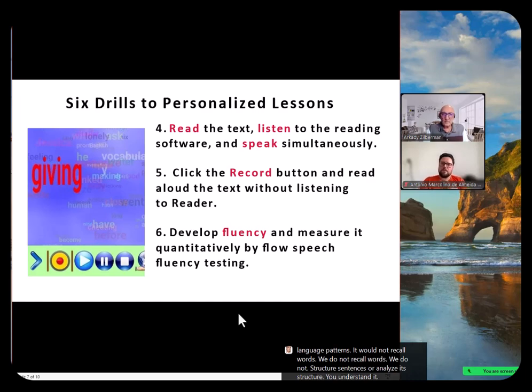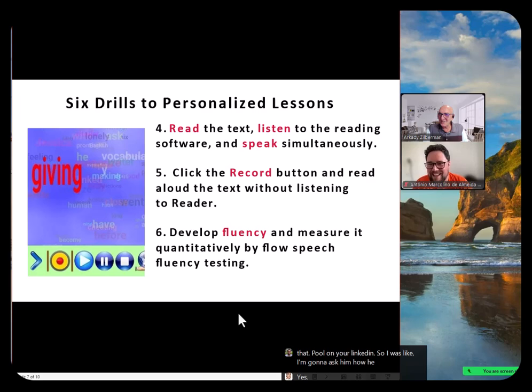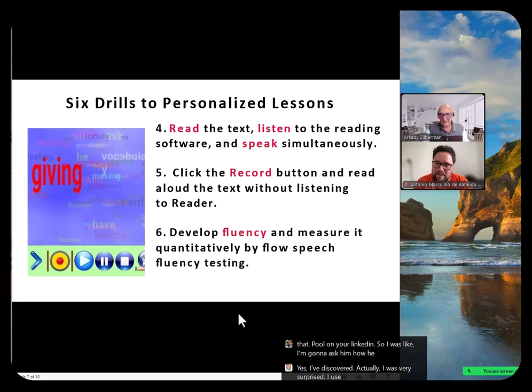Drill 6. Develop fluency and measure it quantitatively by flow speech fluency testing. Here we come to your second child, Fluency Flow. I have a similar thing. And by the way, do you know how I discovered you? Yes, I discovered you. Actually, I was very surprised. I use artificial intelligence extensively.